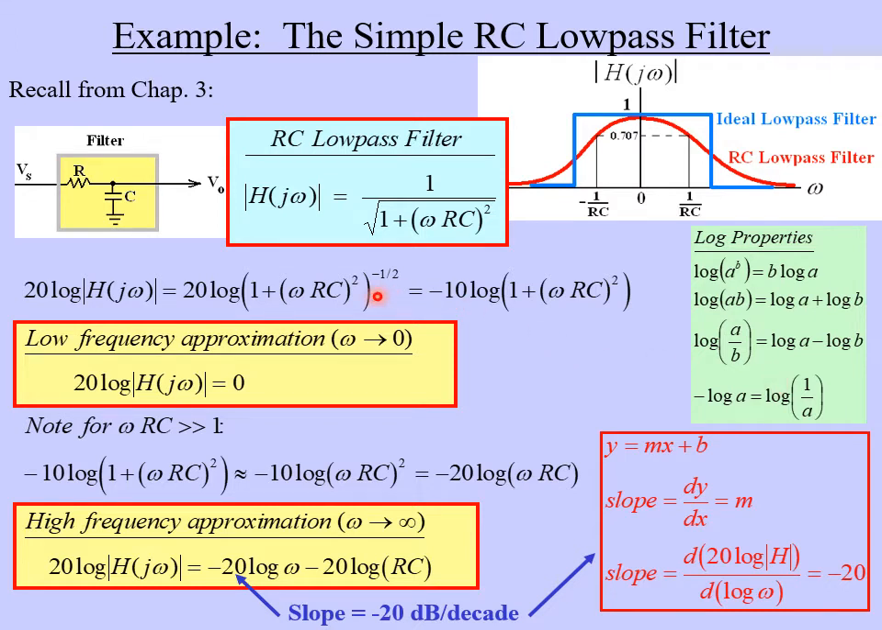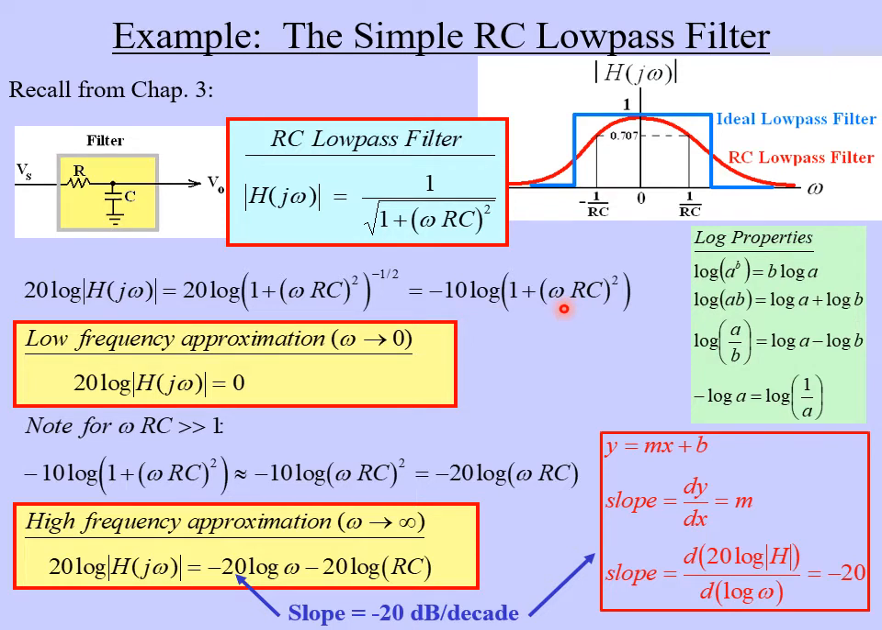So right off the bat, we can use this first property here, and we can take this minus 1/2 and bring it out to the front. So the 20 turns into a negative 10, and now we simplified this a little bit. We got rid of that exponent. It's log of 1 plus omega RC squared. So this is the actual result that if you were going to plot this using, say, a computer like Excel or MATLAB or something like that, you would use this function here to plot the magnitude as a function of frequency.